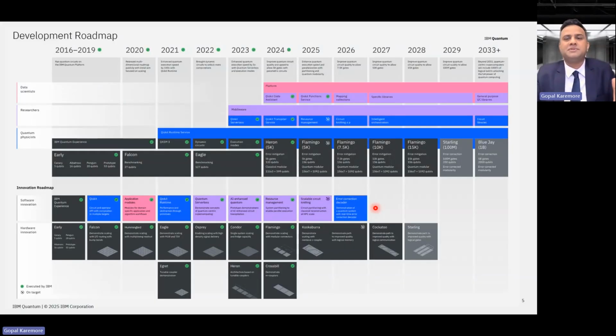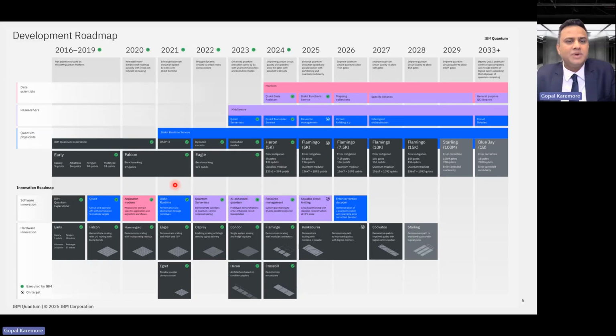So I would like to share with you our hardware roadmap. This is how we're going to achieve full fault-tolerant quantum computing. You can see this roadmap spans from 2016 to 2033 onwards. You have an innovation roadmap, which we use for internal purposes, but this is the commercial roadmap. An important note here is that all the milestones that we have proposed have been achieved so far, so we are fairly in line with our roadmap.